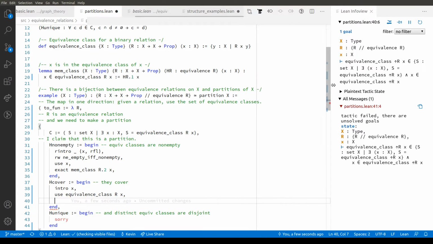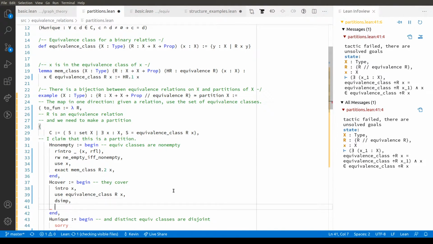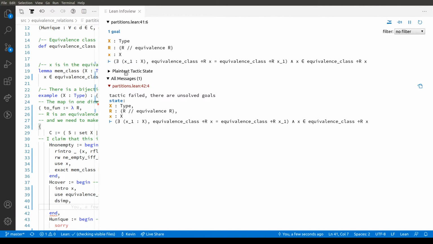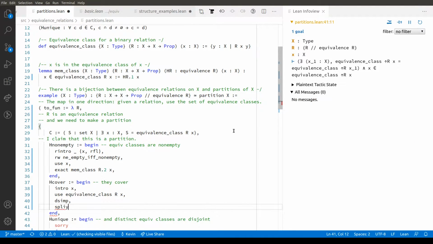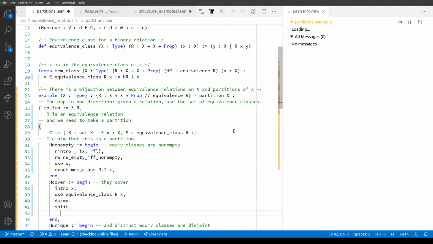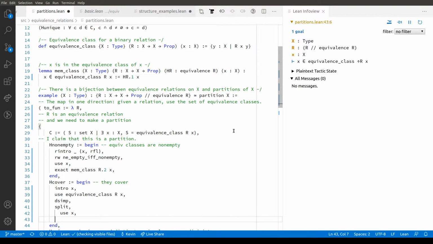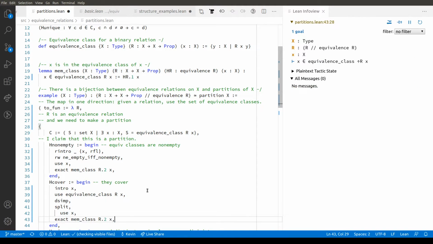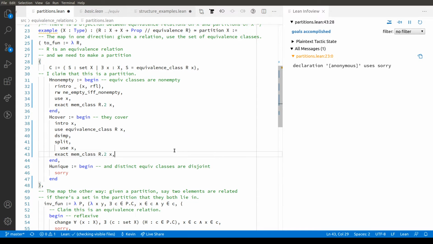Let's simplify this. Let's definitionally simplify what we actually have to prove. What we have to prove is two things. Firstly, we need to prove that there exists some y in X such that the equivalence class of X is the equivalence class of y. Well, I think that's pretty easy. We're going to use x there, and that has done it. And so now we have to prove that x is in the equivalence class of x. Oh, we have this already, right? That keeps coming up. There we go. So that's the proof that they cover.